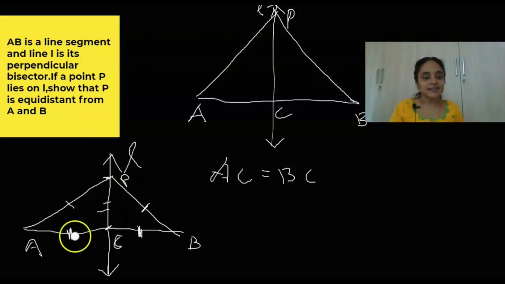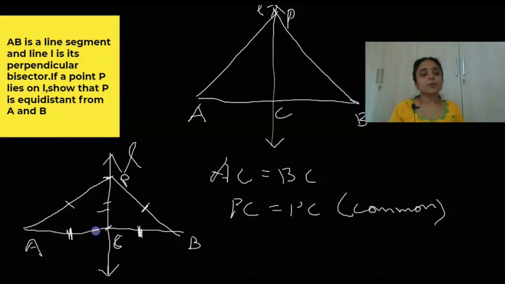We are considering these two triangles, that is ACP and BCP. And in that, AC is equal to BC. A perpendicular bisector of a line segment divides the line segment into two equal parts. We have learned that. So AC is equal to BC. And PC is equal to PC because this is common to both. Now we have to prove that this angle is also equal. Then we'll get the SAS congruence rule.